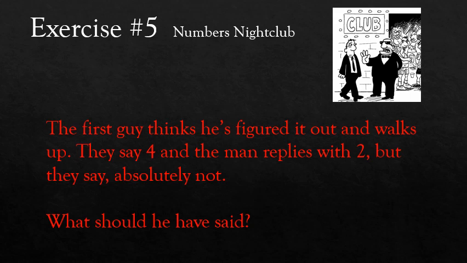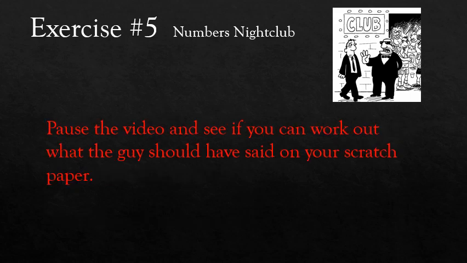So 2 is the incorrect answer. The question is, what is the correct answer? What should the man have said to be allowed into the nightclub? So pause the video right here and just take as long as you want. You can go back a few frames, try to revisit the question. And again, you're trying to use lateral thinking to hack the question and come up with the correct answer.